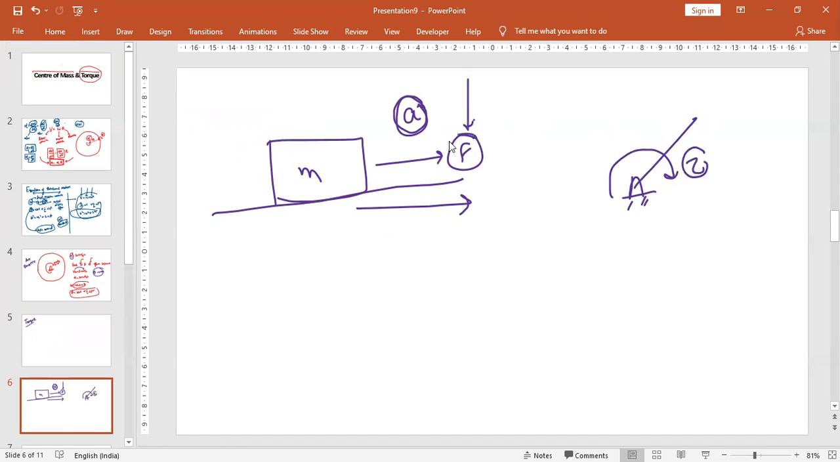So if we apply force, then there is linear acceleration of mass. But if we apply torque, then there will be angular acceleration. So if we apply force, then there will be acceleration. It means velocity can change. Velocity can increase also, decrease also. If we apply torque, then there will be angular acceleration. It means the angular velocity can increase or decrease also. So how do we calculate torque?